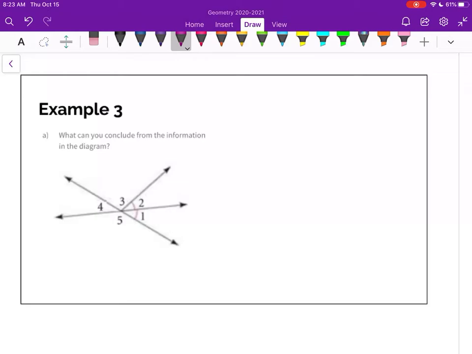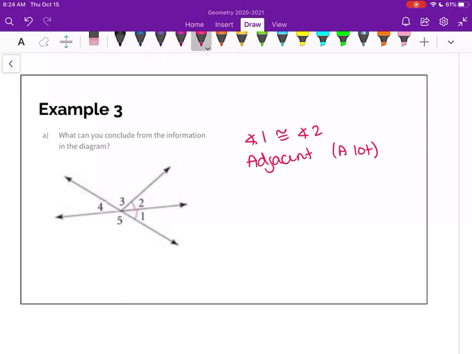Example 3, what can we conclude from the diagram? Okay, so let's look. The thing that's marked right away is angle 1 is congruent to angle 2. Okay, because it has those little arcs that tell me. I can conclude a whole bunch of adjacent angles, right? If angles are next to each other, then I can conclude they are. So that would be 1 and 2, 2 and 3, 3 and 4, 4 and 5, 5 and 1. Okay, I'm just going to put a lot. You don't have to list all those.